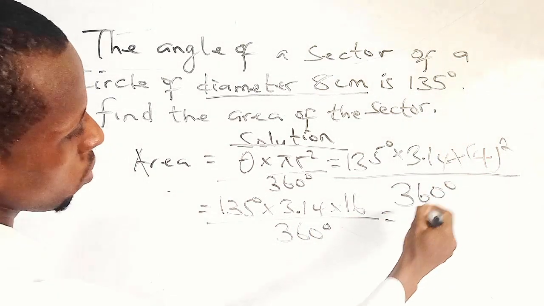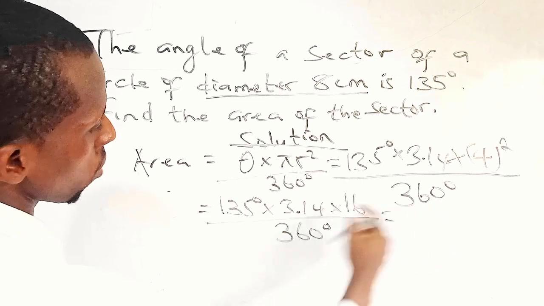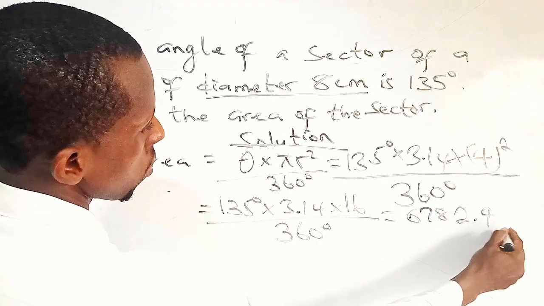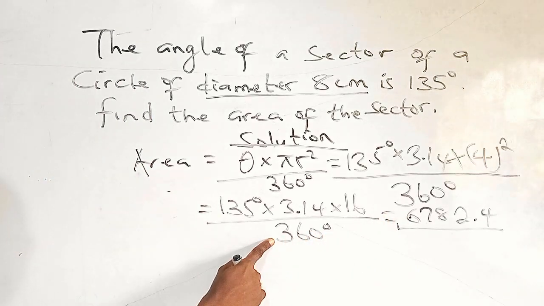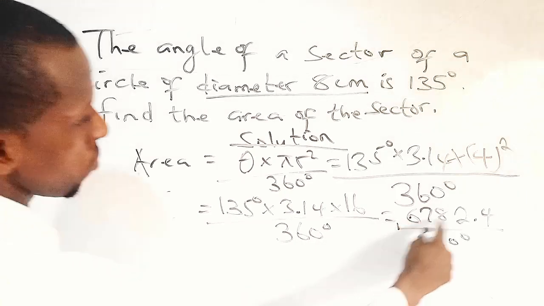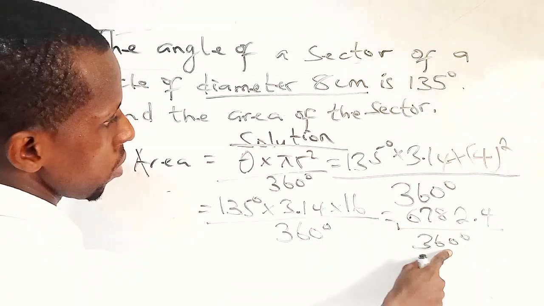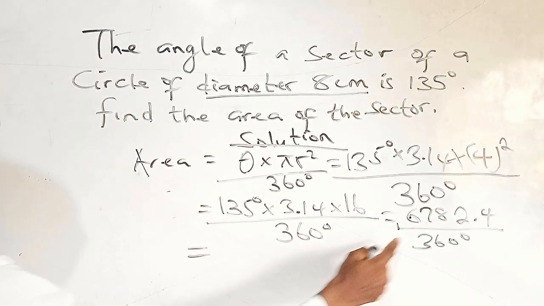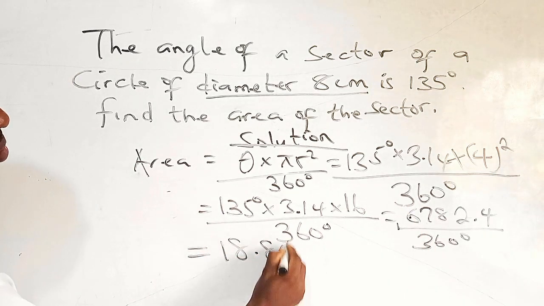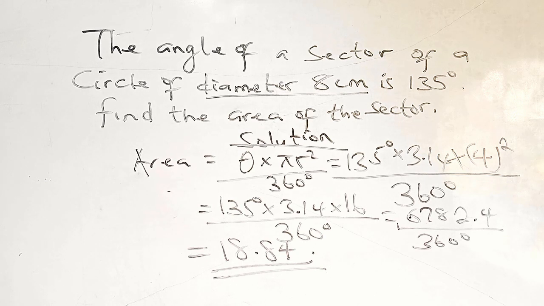By the time you simplify all this with your calculator, you have 6,782.4 divided by 360 degrees. For the numerator you have this, for the denominator you have this. So our final answer, when we divide this, we are having 18.84.